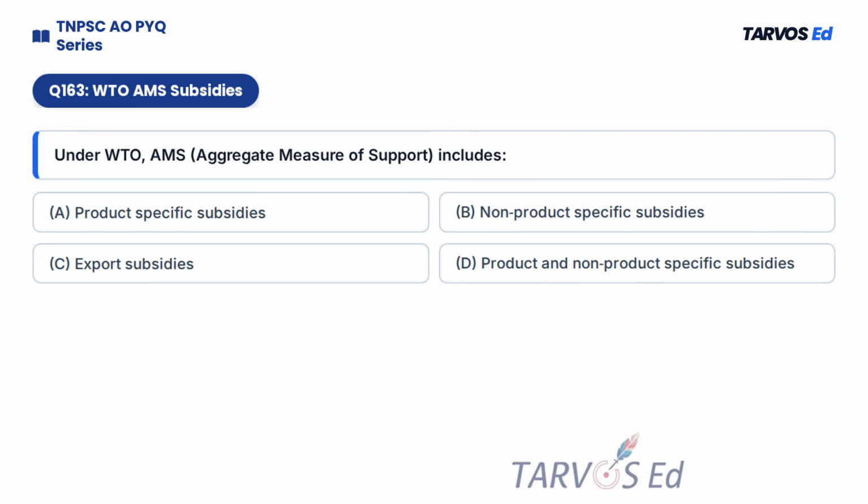Next is again something related to trade. Under WTO, the World Trade Organization, AMS, aggregate measure of support, includes: option A, product specific subsidies; option B, non-product specific subsidies; option C, export subsidies; and option D, product and non-product export subsidies. So which is the correct option?